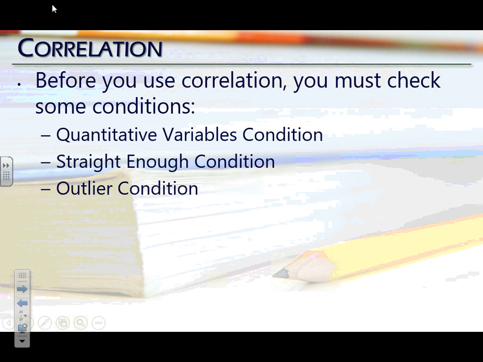Okay? And then the last thing, outliers. If you have outliers in your data, that is going to greatly affect correlation. And we're going to talk about how to account for that in a second. But these are the three things you need to look for before you even bother working with correlation. Do you actually have quantitative variables? Are they in a linear association? Are there any outliers to be concerned about?